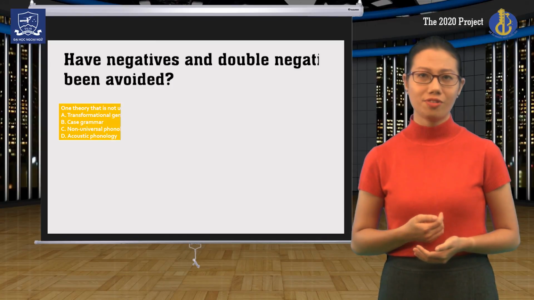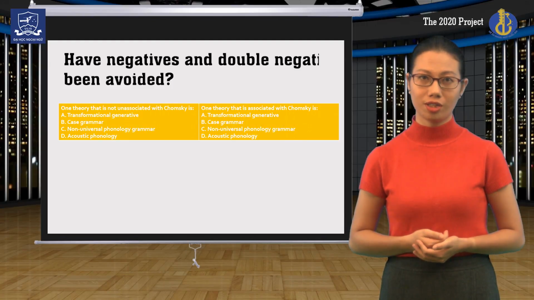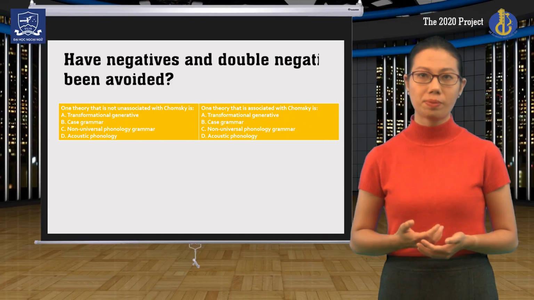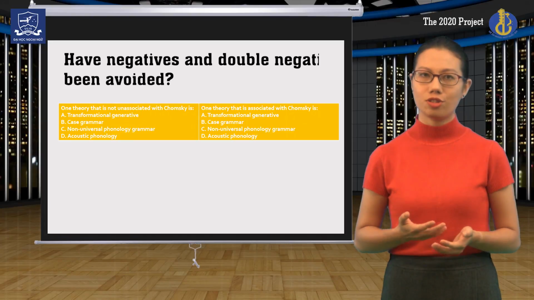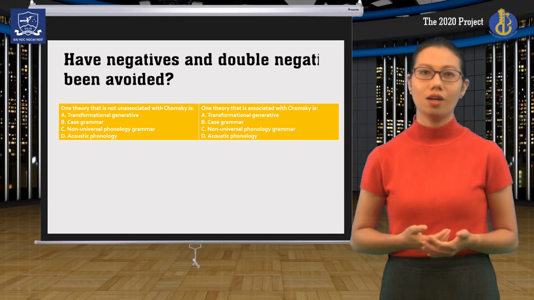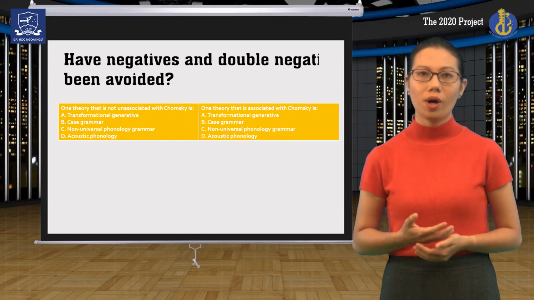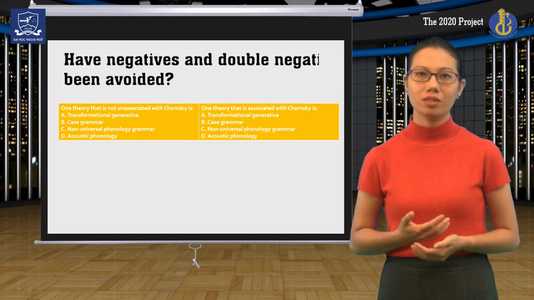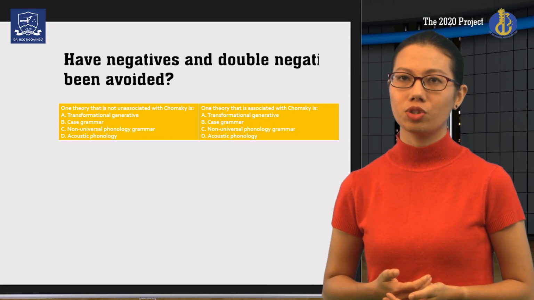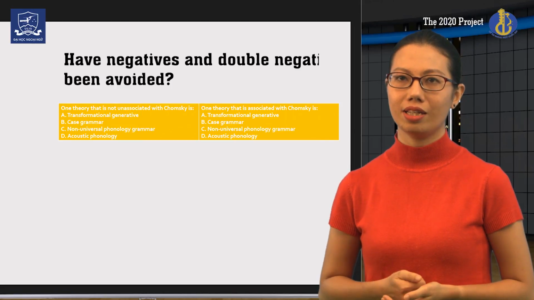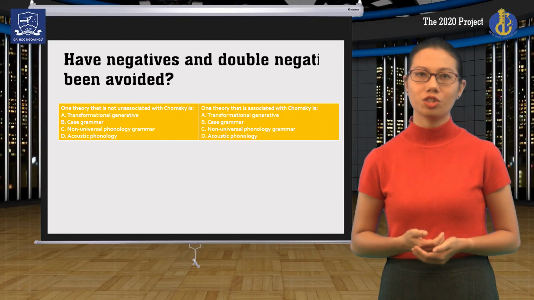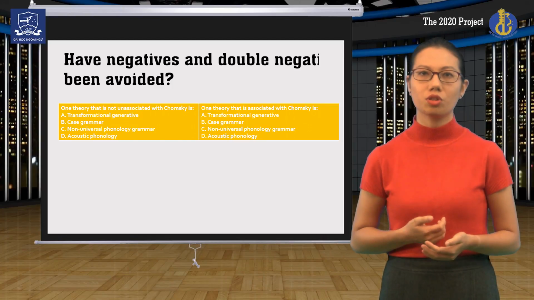Fourth, have negatives and double negatives been avoided? Likewise, the use of negatives and double negatives may be needlessly confusing and should be avoided unless the purpose of the item is to test negatives. For example, one theory that is not unassociated with Chomsky is: A. Transformational generative, B. Case grammar, C. Non-universal phonology grammar, D. Acoustic phonology.